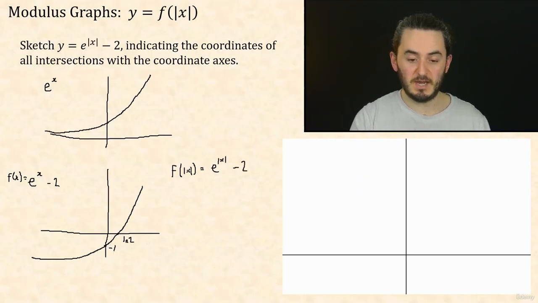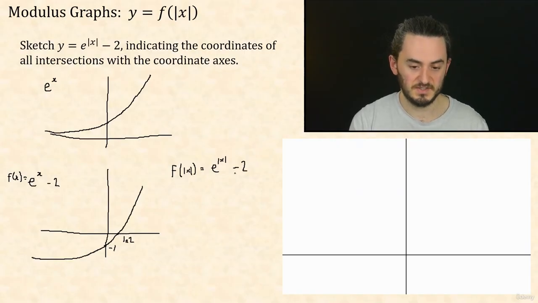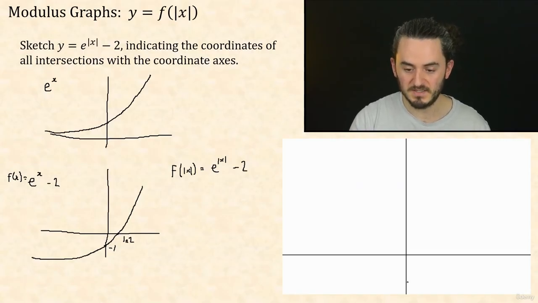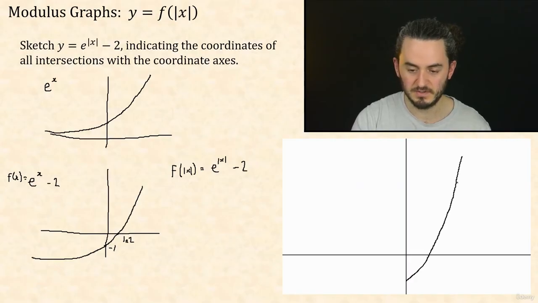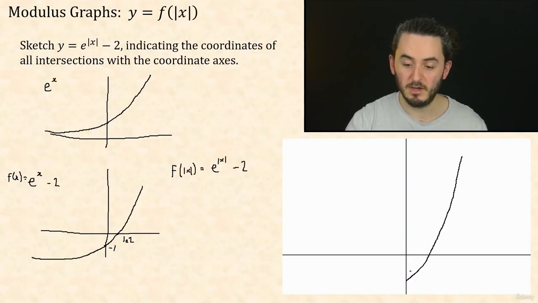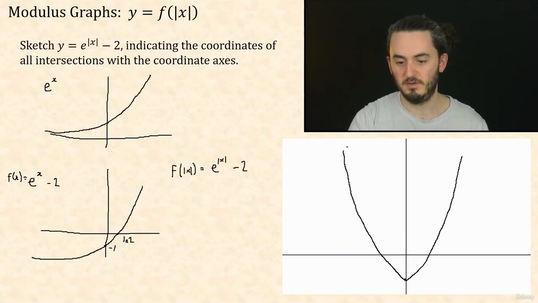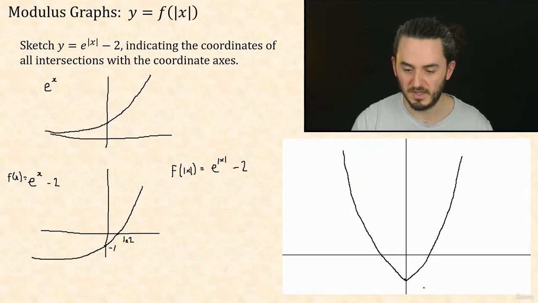So we need to use our f of mod x logic here to sketch this, which means take this graph, keep the right-hand side exactly the same, which is just the kind of steep part of the exponential like this, and then copy that over onto the left-hand side. And we just get this. Okay, it's not the best mirror image, but you get the idea.